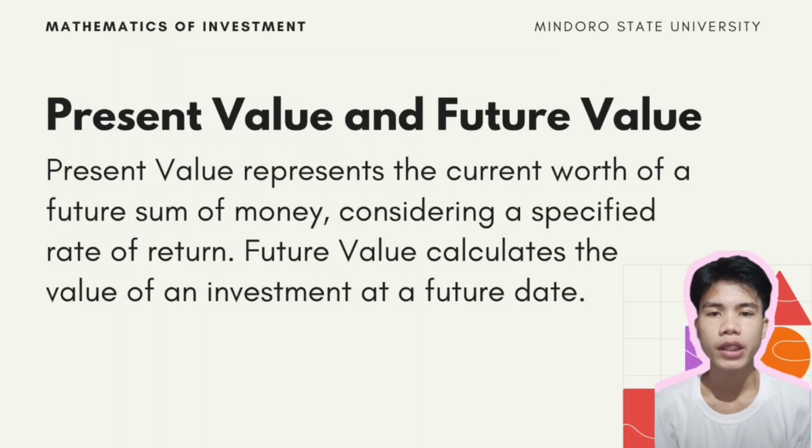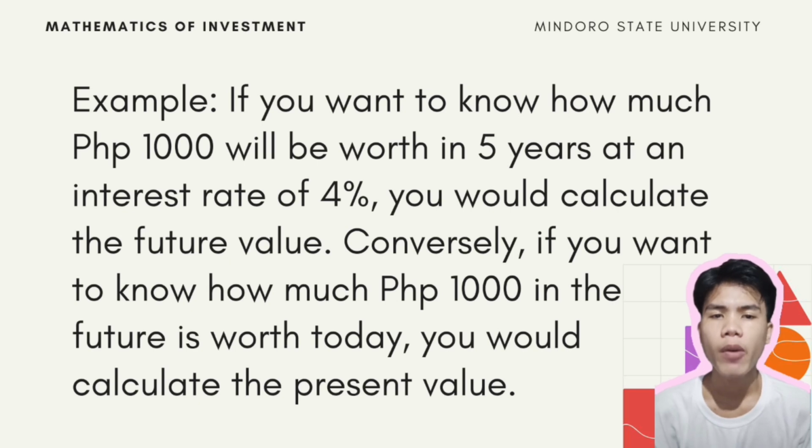Now let's proceed to solving present value and future value. Present value represents the current worth of a future sum of money, considering a specified rate of return. Future value calculates the value of an investment at a future date. For example, if you want to know how much 1,000 pesos will be worth in 5 years at an interest rate of 4%, you would calculate the future value. Conversely, if you want to know how much 1,000 pesos in the future is worth today, you would calculate the present value.